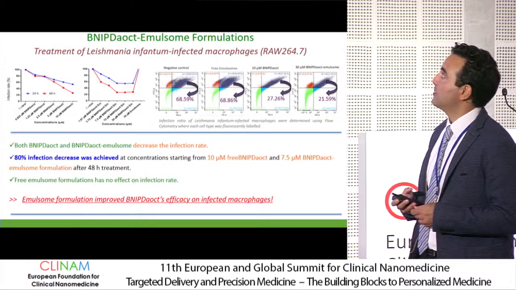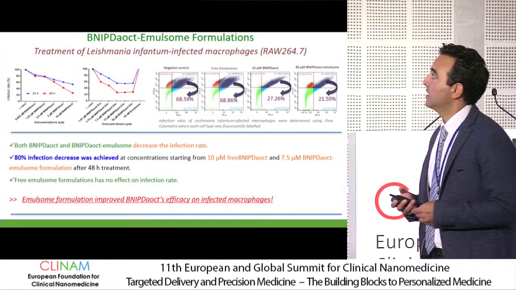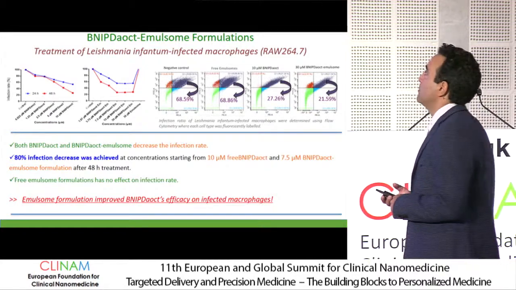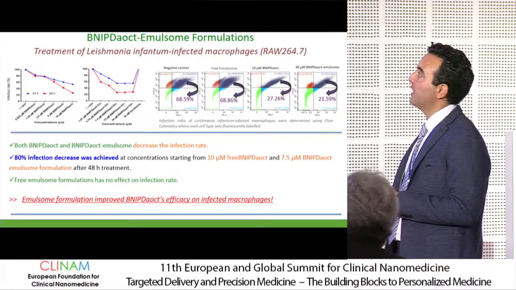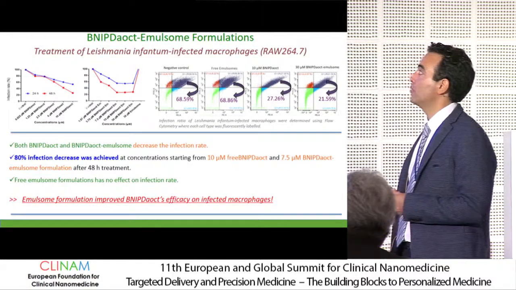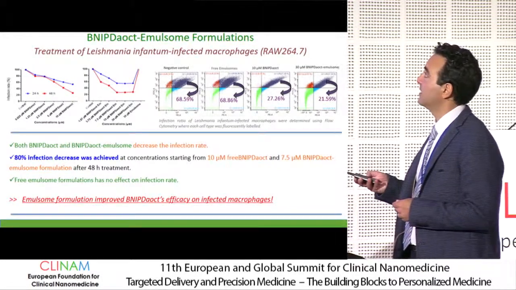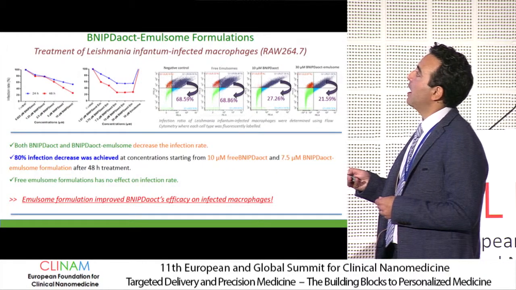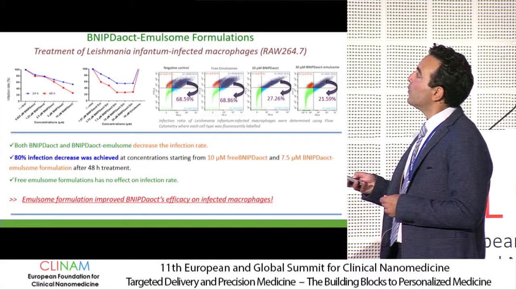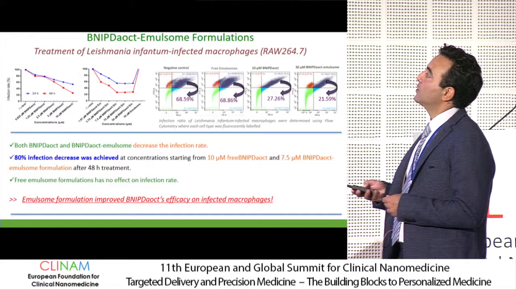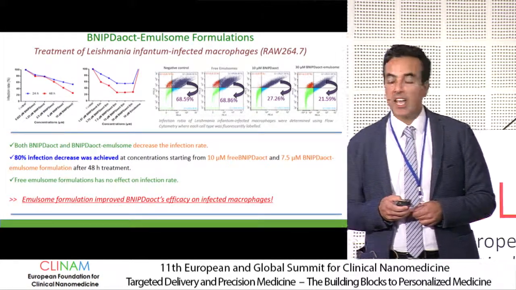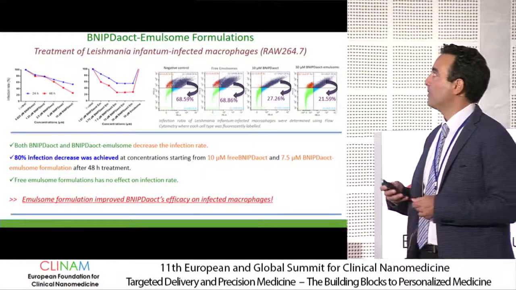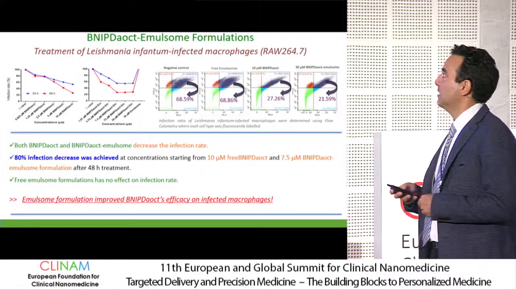The studies on treatment of Leishmania infantum infected macrophages have revealed that both BNIP DAOCT and BNIP DAOCT emulsion decrease the infection rate up to 20%. So 80% of the infected macrophages have been killed, or have actually been cured.